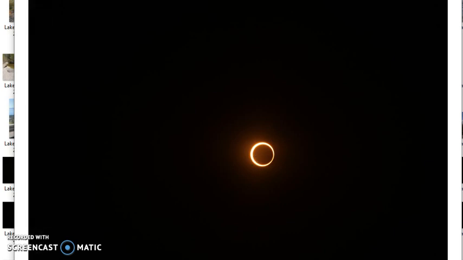Now, during totality, it's not even really called totality, but during maximum eclipse, you still have got to keep your eye protection on because there's still enough sunlight just from this ring that can still cause eye damage.